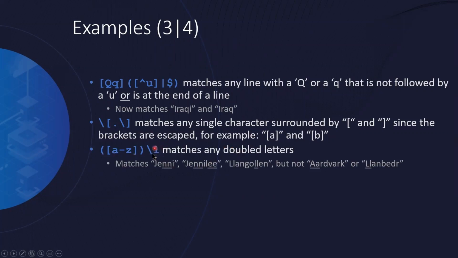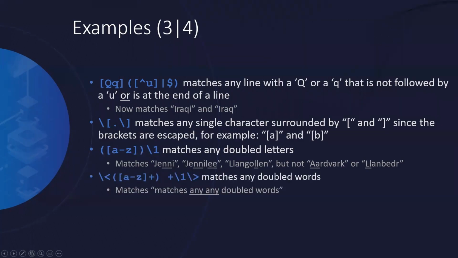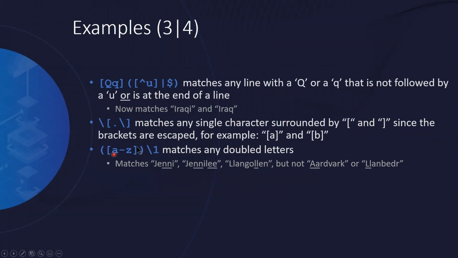So now we're going on to the reference. So the \1 refers to what was in the group, which is in the parentheses. So let's go back. The parentheses, this is a grouping, a subgroup, that matches any letter between A and Z. So it's basically any letter. The \1 refers to whatever was in here. So basically this expression matches any doubled letters.